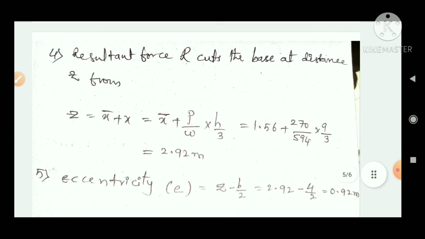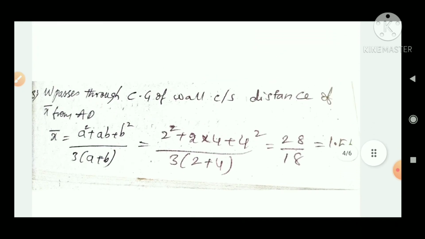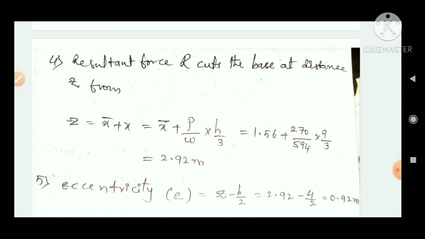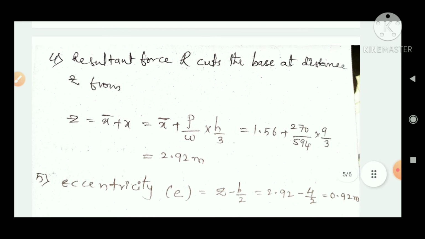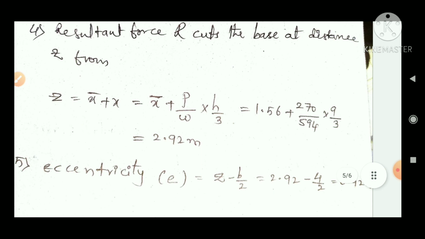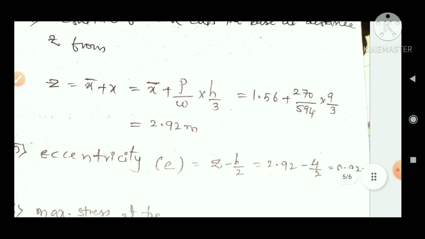The fourth step is the resultant force. The resultant force cuts the base at a distance of Z from the toe. We already calculated x bar is 1.56, and Z equals x bar plus P by W into H by 3. Then we got 2.92 meter.